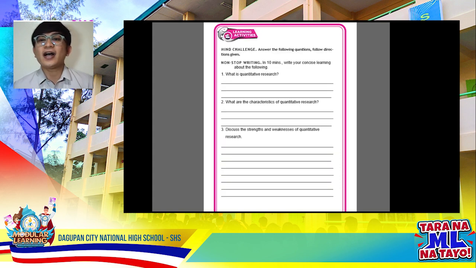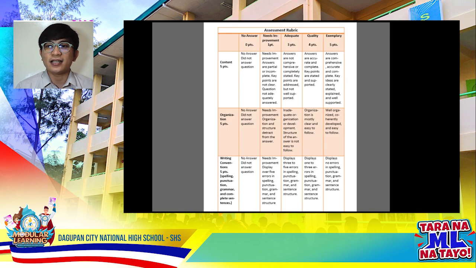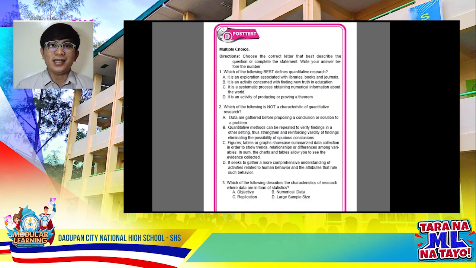Okay, so moving on, you now have your learning activities. In your learning activities, this is a mind challenge. You need to answer the following questions as directed. Read the directions carefully. And again, use a separate paper, a clean paper, to answer the learning activities. And when you are done, you also need to answer your post-test. Your post-test is in the form of multiple choice. Actually, this is a 10-item post-test.